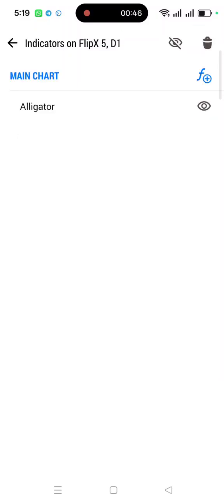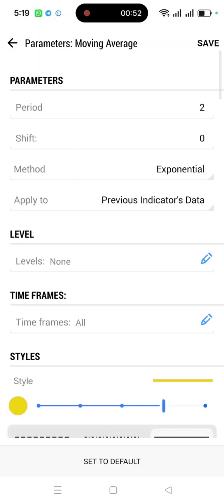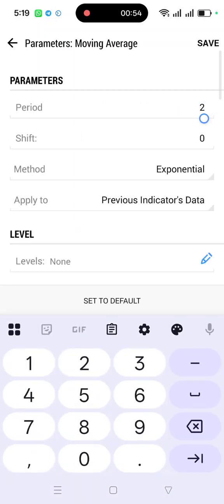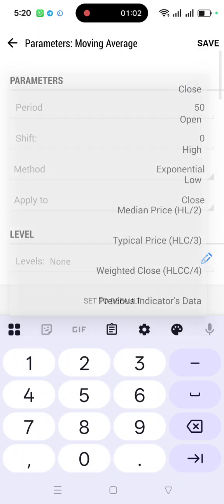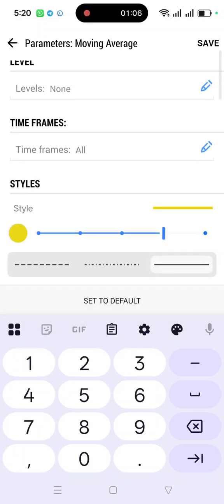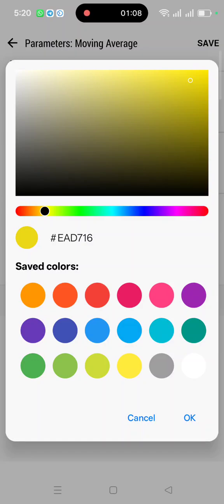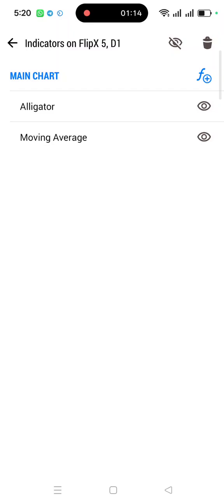The second one would be moving average exponential 50. So I'm going to change this to 50. Apply to close is exponential, apply to close. Color, let me change it to white because I'm having a black background. So I'm changing it to white. I'll save. So let's go to the screen to see.